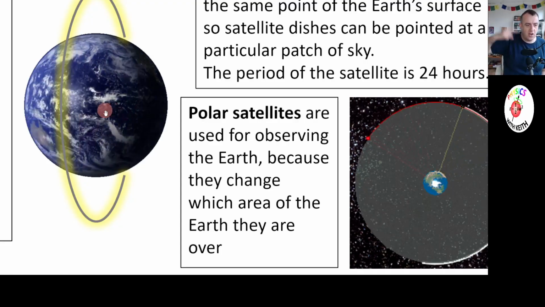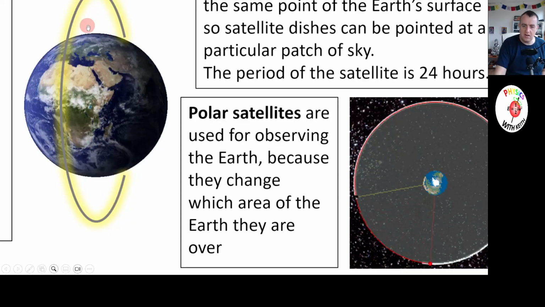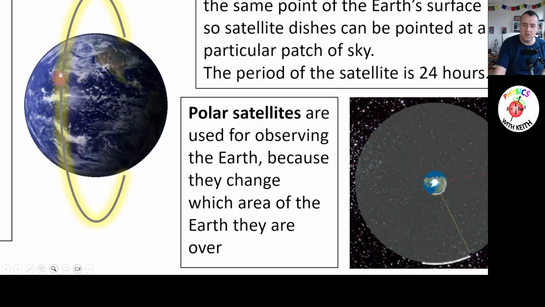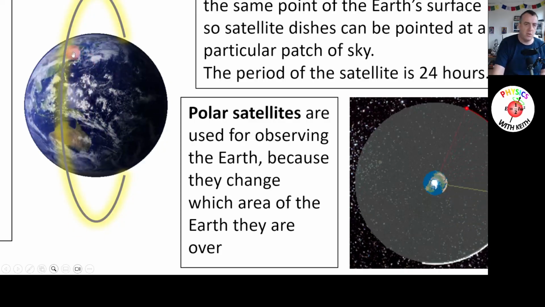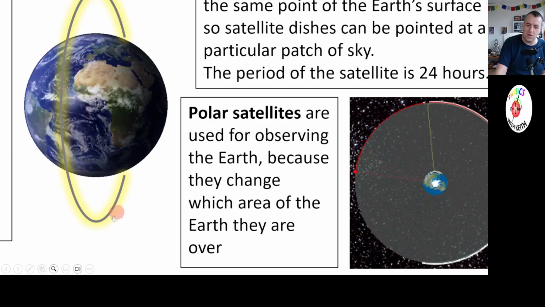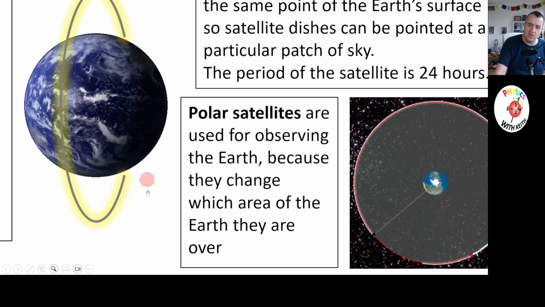So if you have that satellite going round and round, and it can go reasonably quickly, it doesn't matter, you know, the ISS, the International Space Station, it takes less than 2 hours to go around, more than 1 hour, less than 2 hours to go around the Earth entirely. Every time it goes round, it's going to see a different part of the Earth's surface.